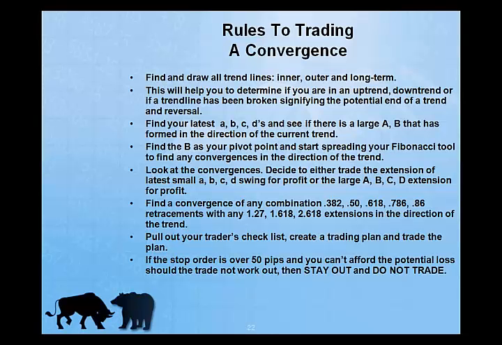And we find a convergence, any combination of 382, 50, 618, 786, 816, and especially if it's in the direction of the trend, especially if it's converging with a trend line or a past support, future resistance. We pull out our trader's checklist, we create a trading plan, and we trade that plan. If your stop order is over 50 pips or it's over the 5% limit, then we pass on that trade.